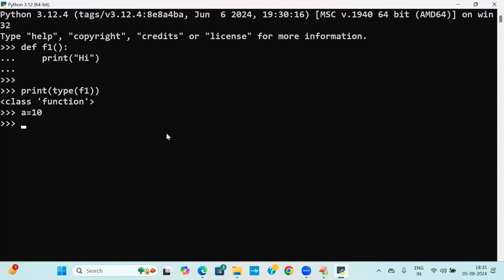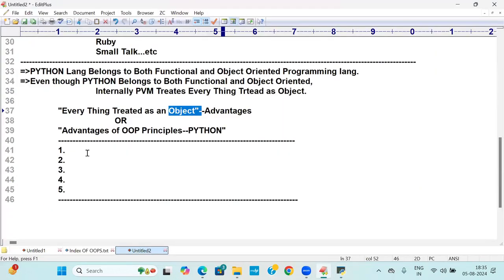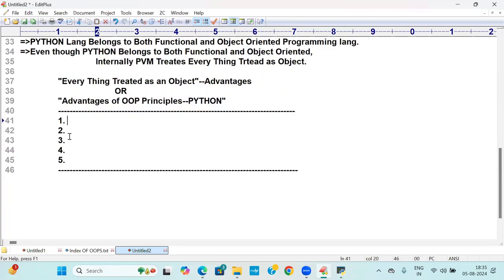a = 10. Print of a comma type of a. Object of which class? Int class. So I want to come to this point. First point is what? Can anybody say? You already know it from my class. Tell me, what is the first advantage of function object?